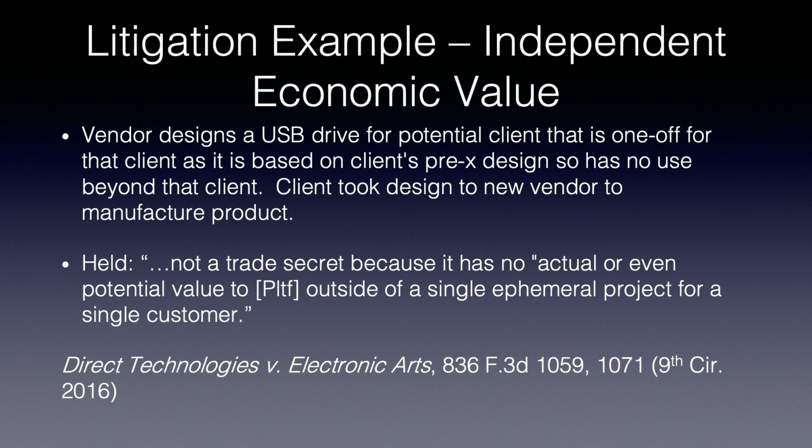So let's talk about a litigation example of this idea of independent economic value. This is a case that I litigated to the Ninth Circuit twice. I won in the Ninth Circuit twice on the copyright front, but I lost on my trade secret claim. And the trade secret claim is what I'm going to talk to you about today. This was on the issue of independent economic value.